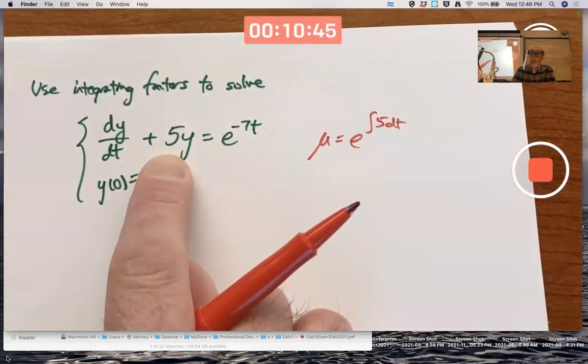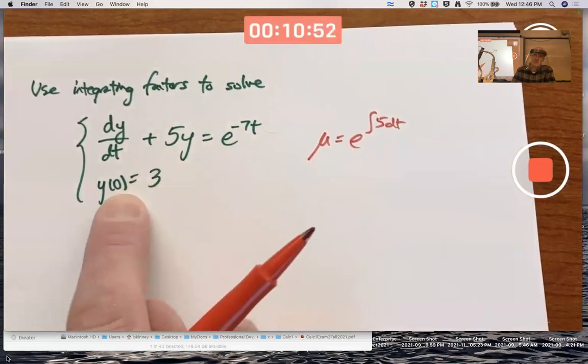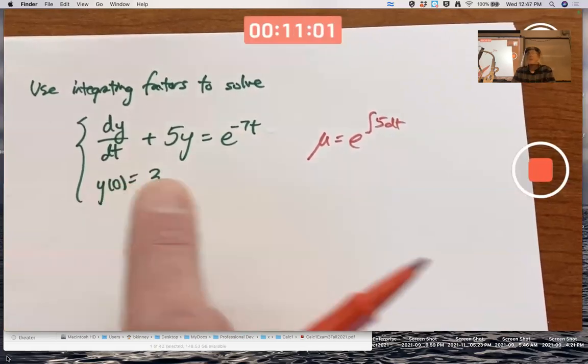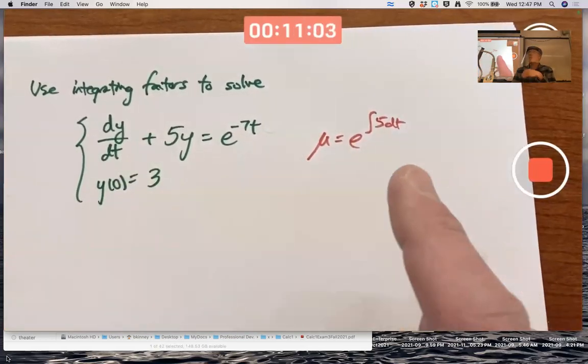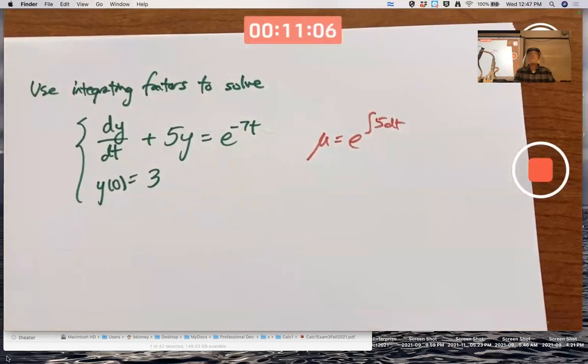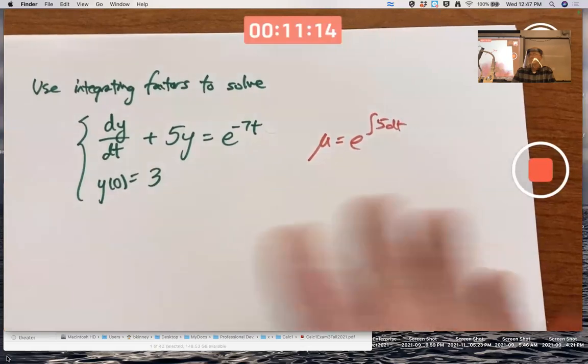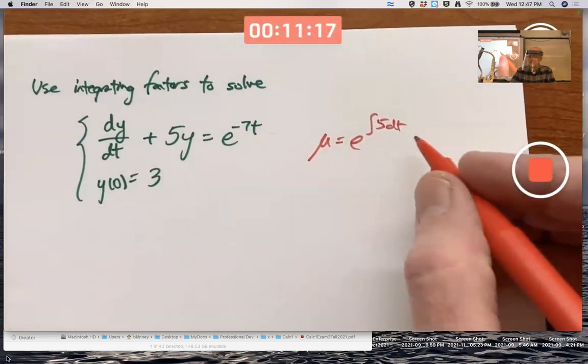Even if this 5 were, say, a 5t or a 5t squared or a 5 over t, although if it were 5 over t, we would not think about the initial value being at t equals 0. 5 over t plus 1 would be another option. The integrating factor method still works, whereas the undetermined coefficient method might be harder. Guessing y_p in that kind of situation would be harder. So integrating factors is better, generally speaking, for this kind of problem than undetermined coefficients.